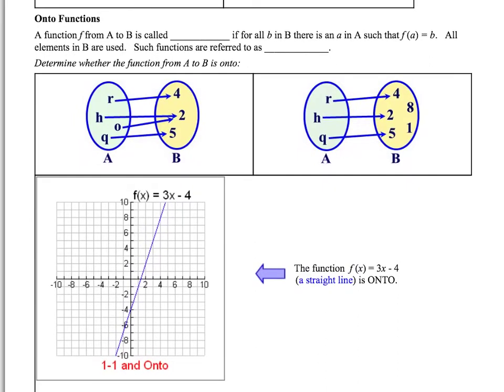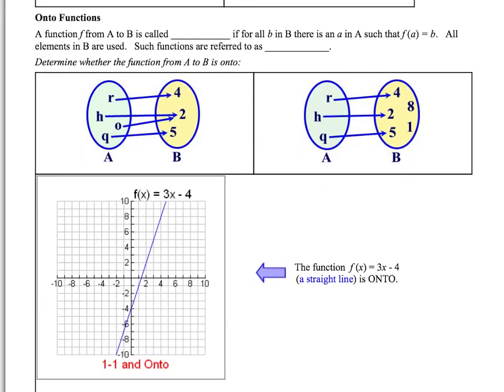Onto functions. A function f from A to B is called onto if for all the elements in set B, there is an a in set A where f of a is equal to b. All that means is all the elements in B are used. Sometimes these functions are, instead of called onto, called surjective.